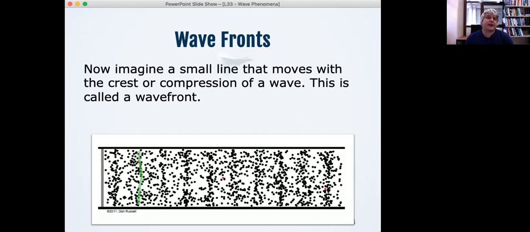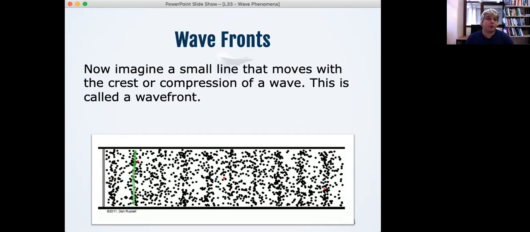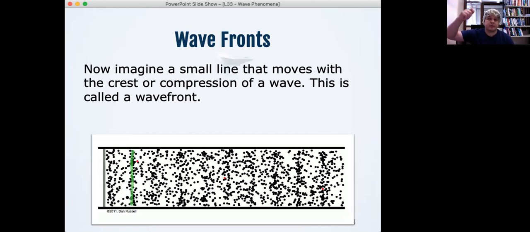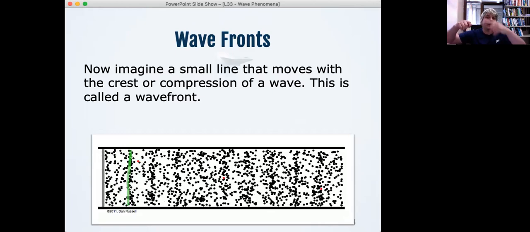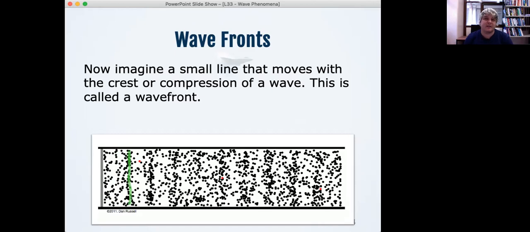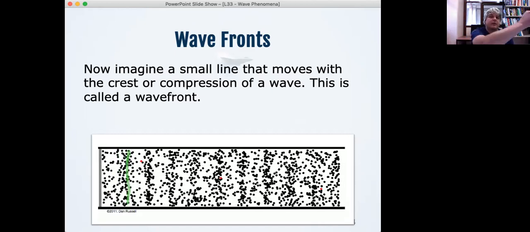So wave fronts don't make any sense when we're talking about waves on a rope, right? When we flick the string up and down and the wave travels along it. A wave front doesn't make any sense because you just have a single crest traveling along the wave.